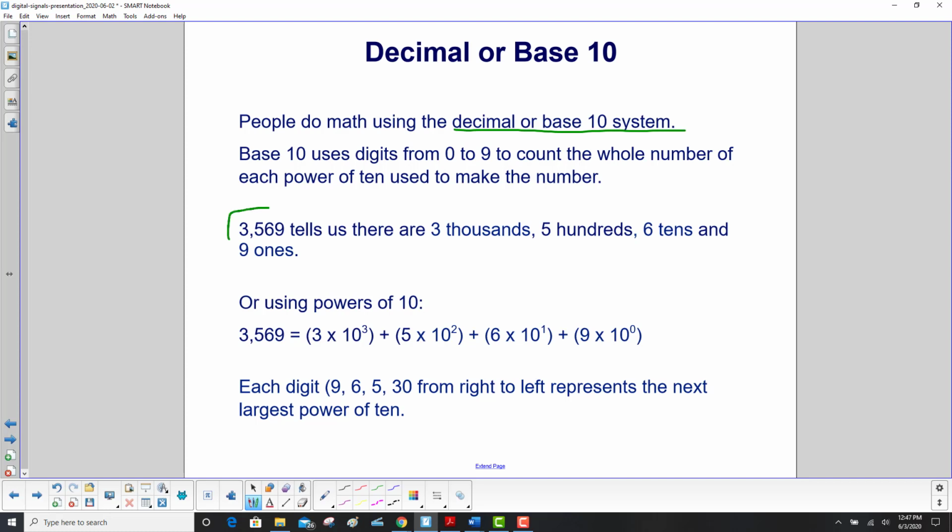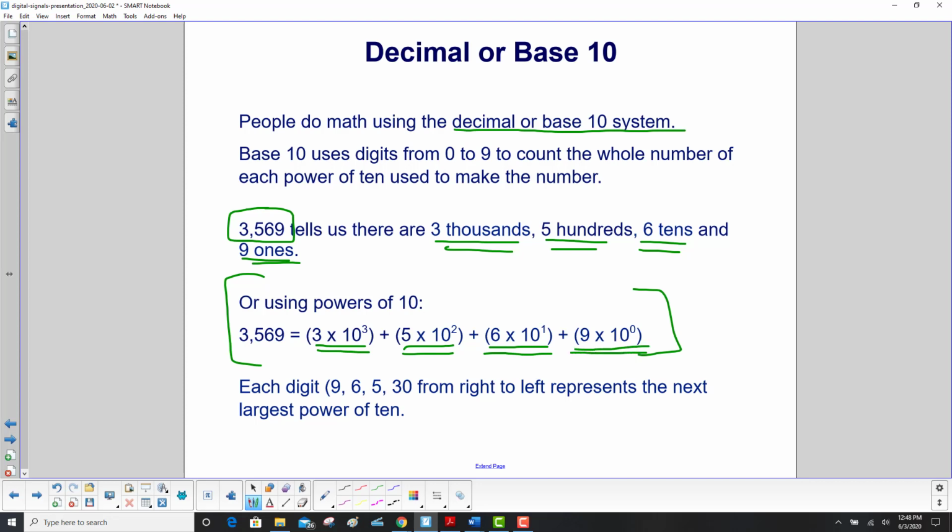Let's say we have this number here, 3,569. If we break that out, that tells us that we have 3 1,000s, 5 100s, 6 10s, and 9 1s. And if we want to write that as powers of 10, here's my 3,000: 10 to the third is 1,000. Here is my 500: that's 5 times 10 squared, and 10 squared is 100. Here's my 10s: 6 times 10 to the 1.